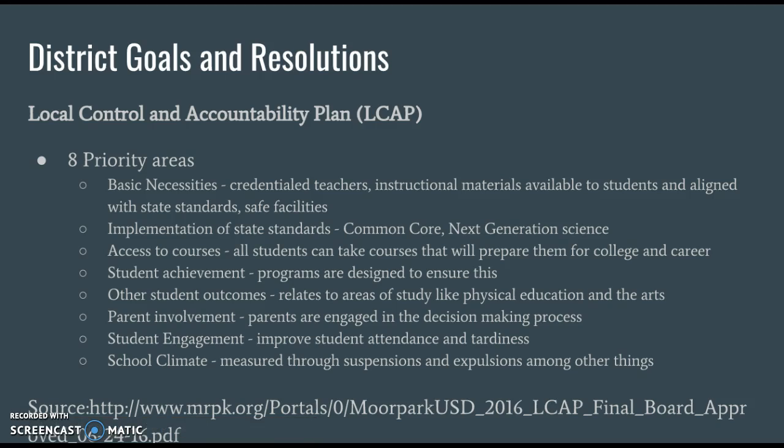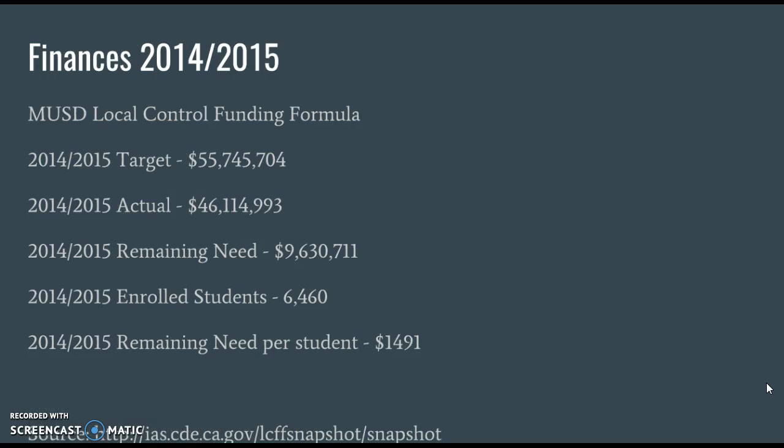Okay, then moving on, I looked at the Local Control and Accountability Plan, which is known as the LCAP. You guys all looked at these for yourselves, so you should be pretty familiar with these. I like how they broke it down into their 8 priority areas. So they have necessities like credentialed teachers, the materials being aligned to state standards and available to students, safe facilities. They have all the different necessities, priority areas there for you. We'll talk about school climate in a bit, but they're looking at suspensions and expulsions and the overall safety of the campus as a priority area, which we will talk about. Finances.